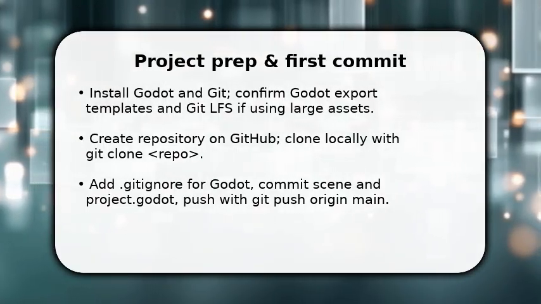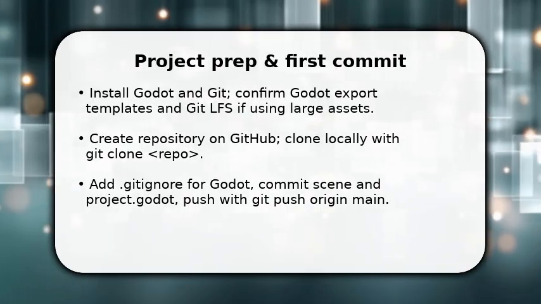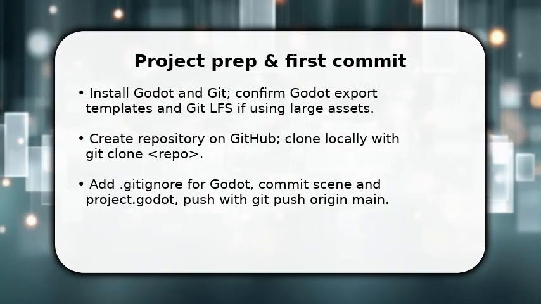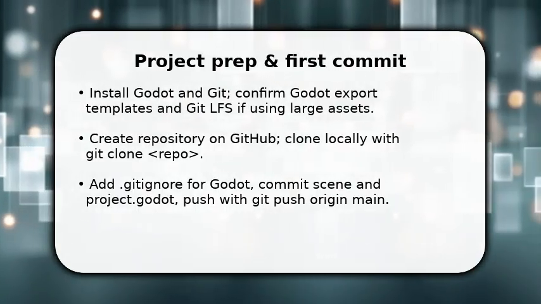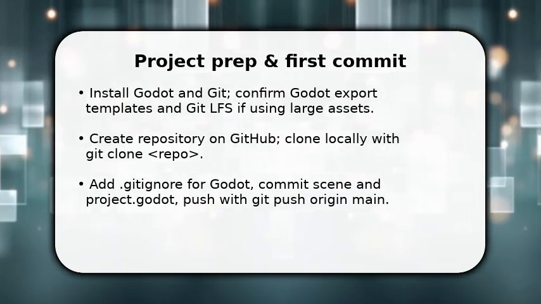Once done, stage the core project files: project.godot, scene files, scripts. Then run git commit with a clear message and push to origin main. This creates the first checkpoint for collaboration and CI. Make sure your file structure is stable before continuing.